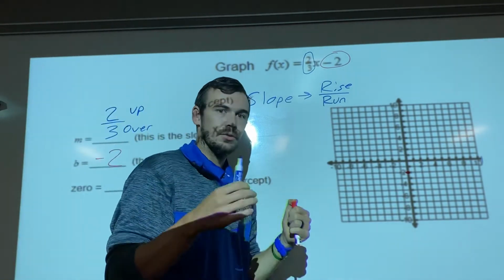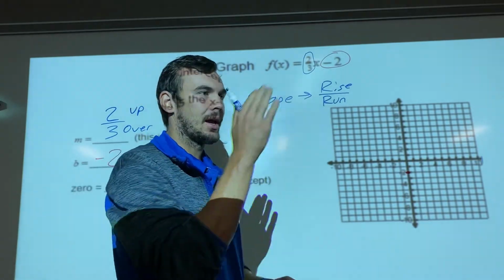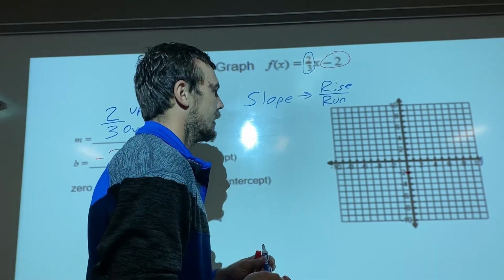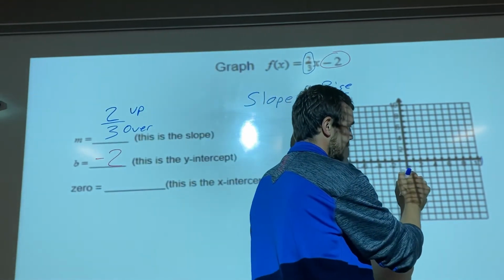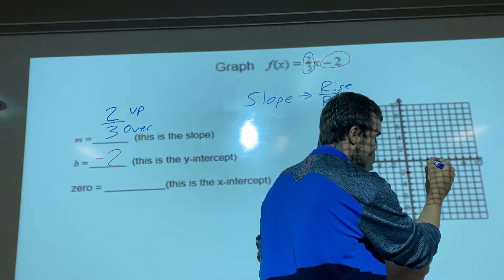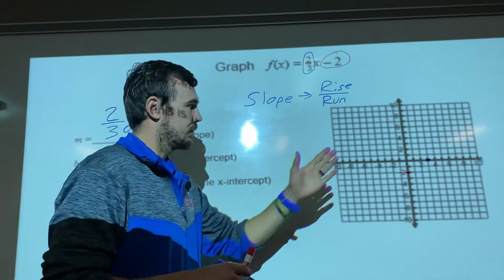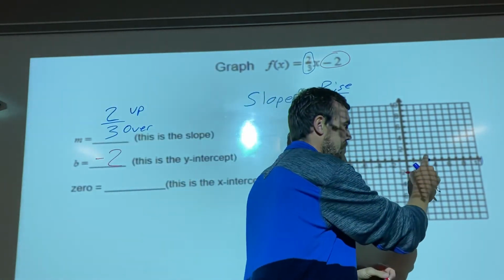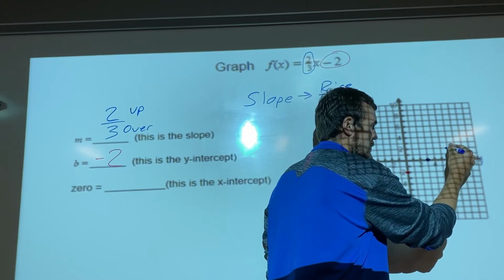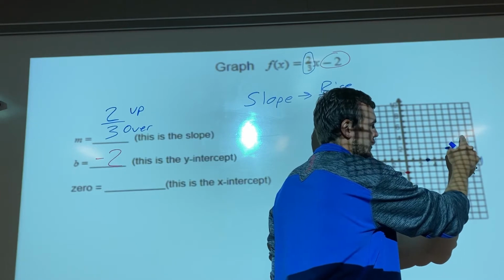This is what you're going to do. You're going to count up 2 and then count over 3. Here we go. I'll count up 1, 2, and over 1, 2, 3. There's my first point. I'm going to do it again. From that second point I just added, I'm going to go up 2, over 1, 2, 3. Let's do it one more time: up 2, over 1, 2, 3.